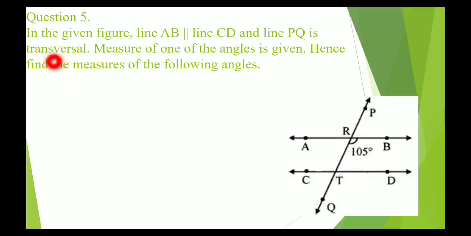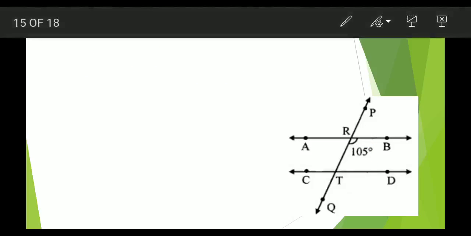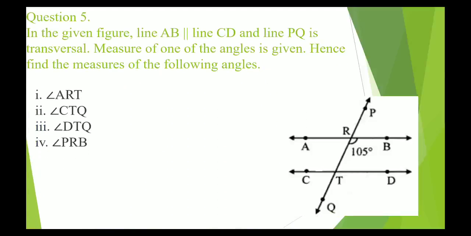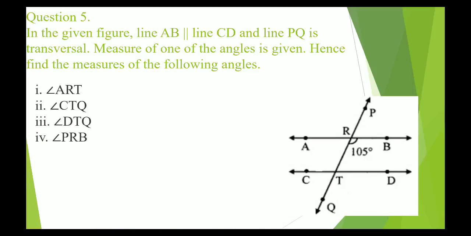Question number 5. In the given figure, line AB is parallel to line CD. Line PQ is the transversal. The measure of one of the angles is given. Hence, find the measure of the following angles. ART: how can we find it? ART plus angle 105 is equal to 180 degrees, according to the linear pair.